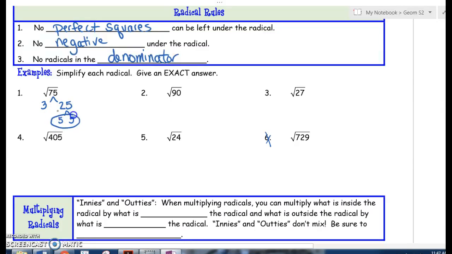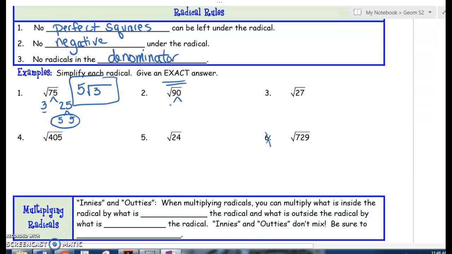You circle the pairs. So I have a pair of 5s. The pairs go on the outside. For each pair, you write the number down once. And then any leftovers that don't have a pair, you write them down once under the radical. So pairs go outside, leftovers stay under the radical. So the answer would be 5 root 3. Notice it says exact answer, which means no decimals.